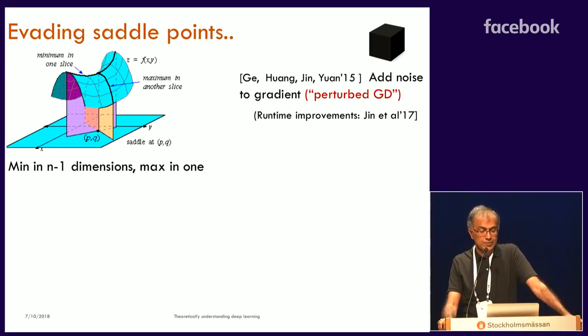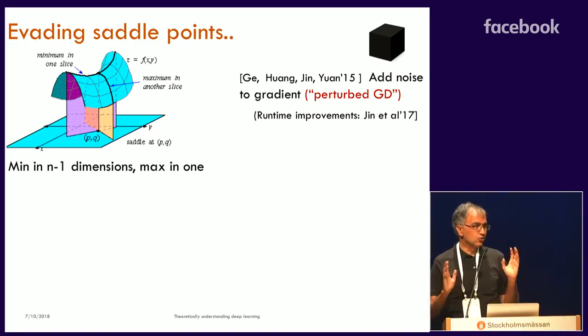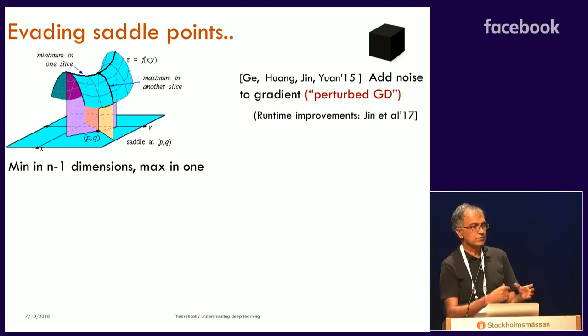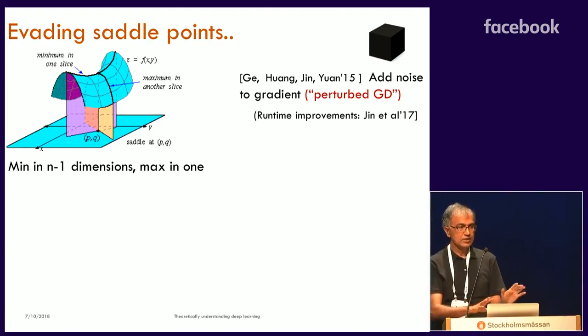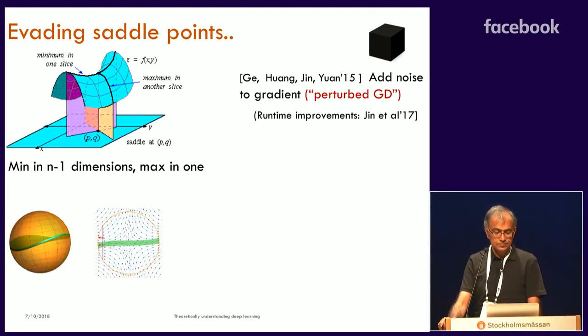A very nice paper by Ge, Huang, Jin, and Yang showed that you don't need to worry about saddle points, provided you're willing to add noise to the gradient. This is the so-called perturbed gradient descent. Now, am I saying that you should be adding noise to your gradient descent? No. The suggestion is just that in stochastic gradient descent, there are all kinds of sources of noise from the sampling or from the data points themselves. So it's believed that actual training in deep learning already has a lot of sources of noise in it, so you don't need to add noise. But for analysis, you imagine that noise has been added to the gradient.